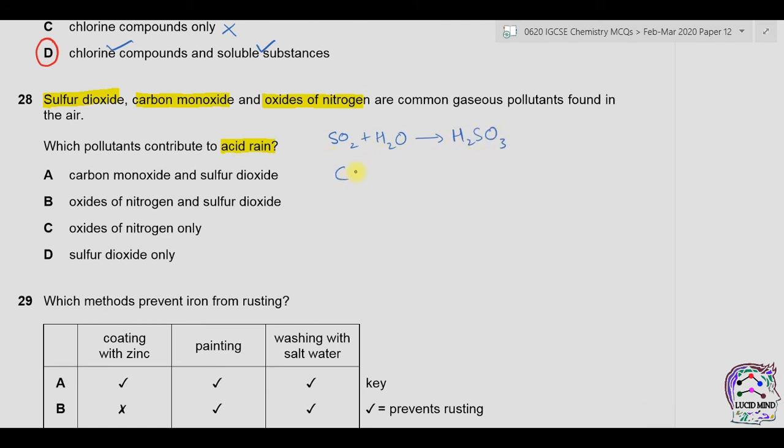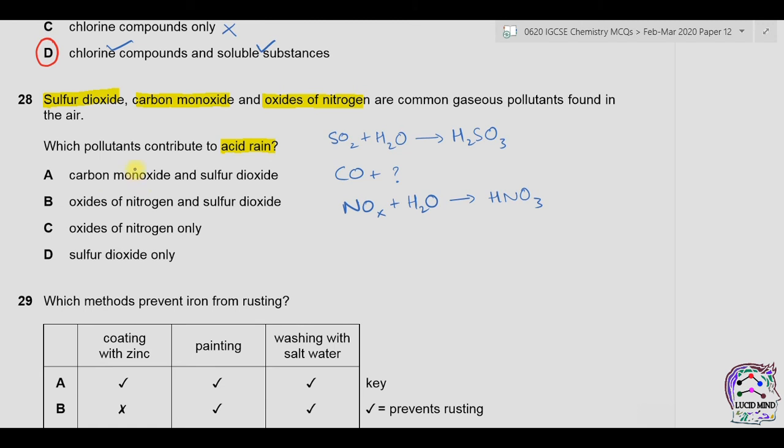Carbon monoxide does not dissolve in water, so therefore it does not create acid rain. Nitrogen oxides are also soluble in water and therefore they produce acids. So we have nitrogen oxides in H2O and it forms nitric acid. So therefore sulfur dioxide and oxides of nitrogen cause acid rain.